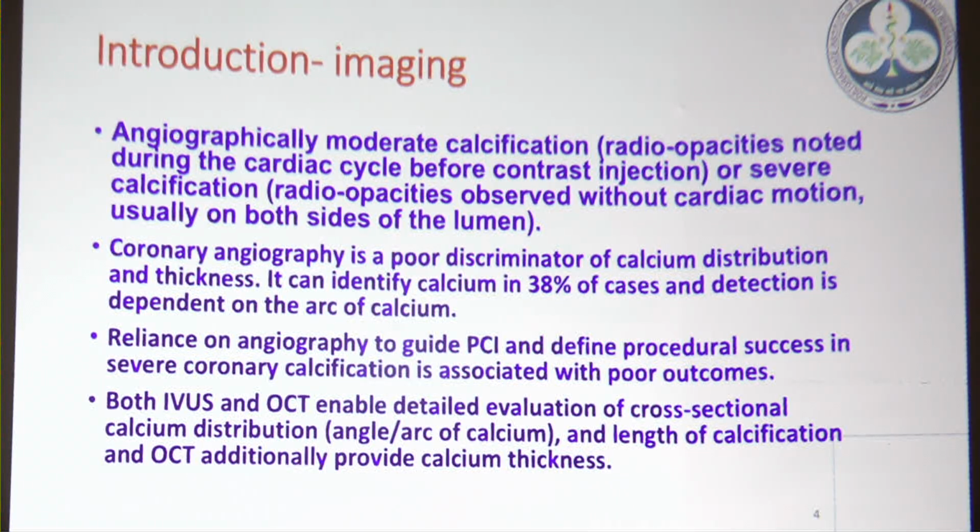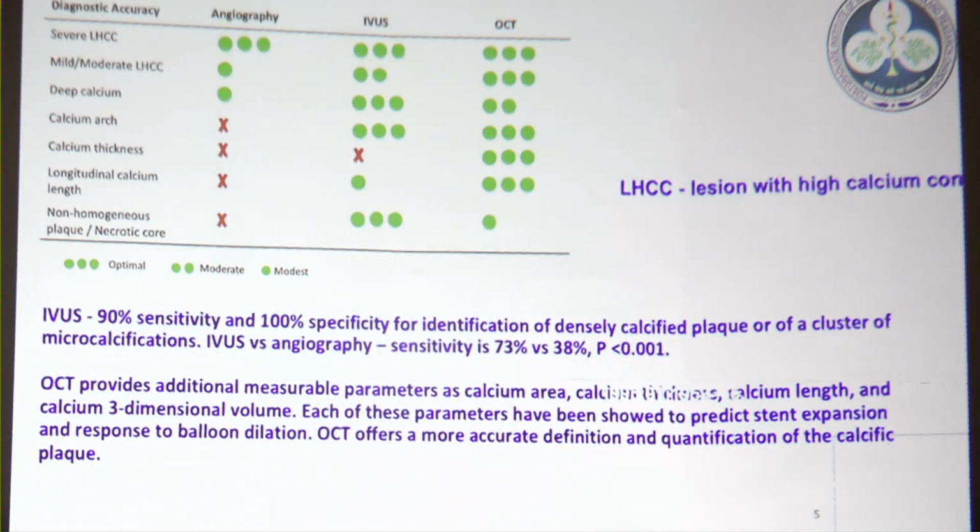Coronary angiography is a poor discriminator; only 38% of the calcium can be diagnosed with angiography, and the rest can be detected with high sensitivity and specificity with intravascular imaging. Reliance on angiography to guide PCI and define procedure success in severely calcified lesions is associated with poor short and long-term outcomes. Both imaging modalities, IVUS and OCT, are able to evaluate the calcified lesion, whether it's the angle or arc of calcification, which can be assessed by both modalities, while OCT helps in having an idea about the depth of calcification.